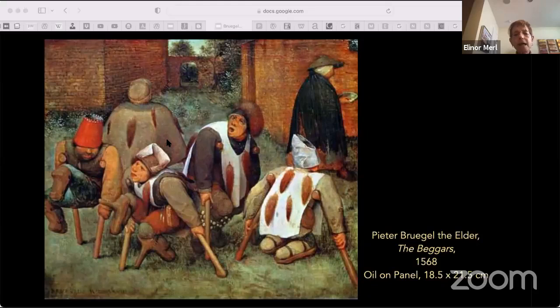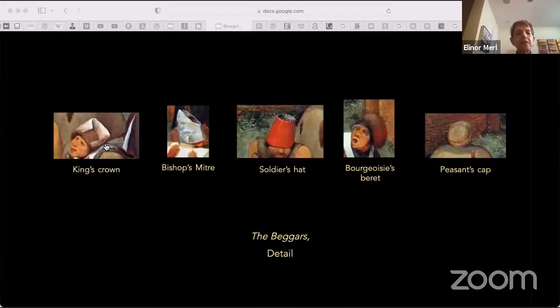Scholars have suggested the scene may allude to Coppermaandag, the annual beggars' feast day on the Monday after Epiphany. Like carolers at Christmas, the beggars would sing and collect alms. Now, the beggars likely represent different classes, as indicated by their hats. The king wears a cardboard crown, the bishop a mitre, the soldier a tall cylindrical military cap, the bourgeoisie a beret, and the peasant a cap.